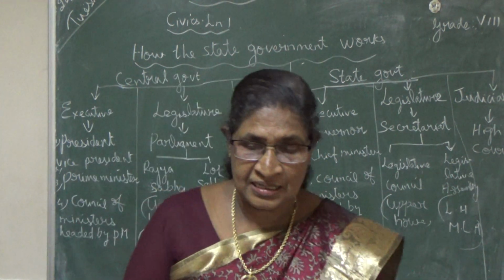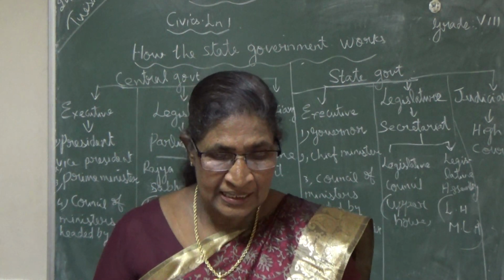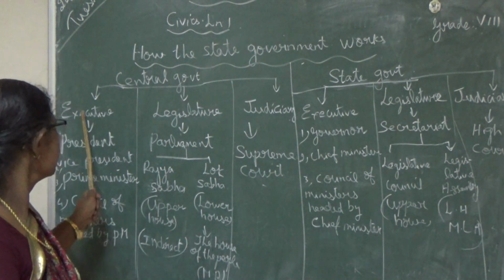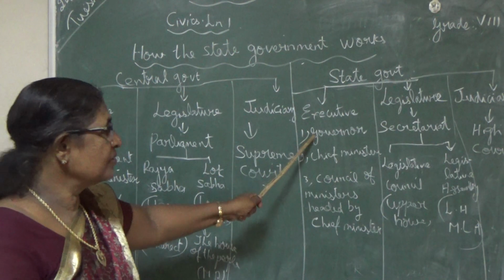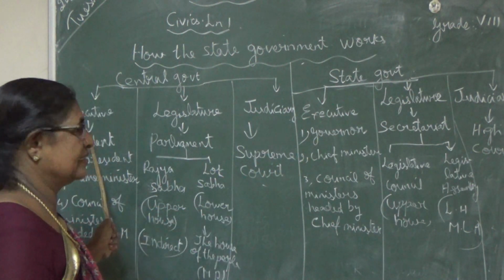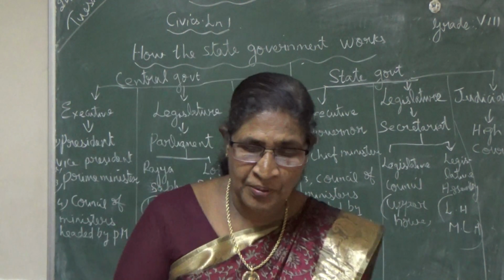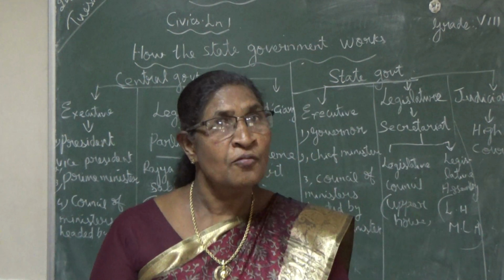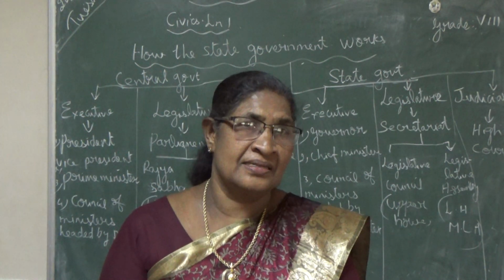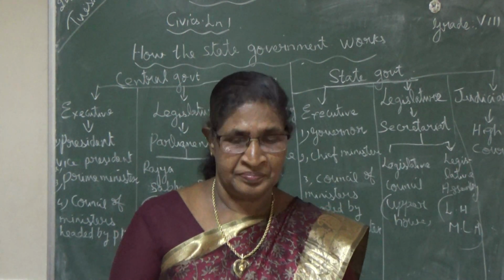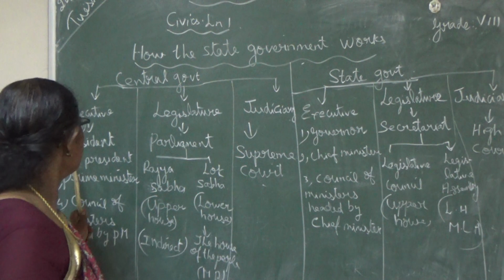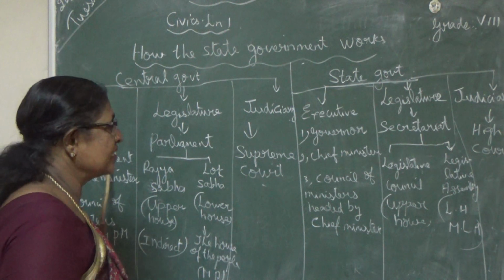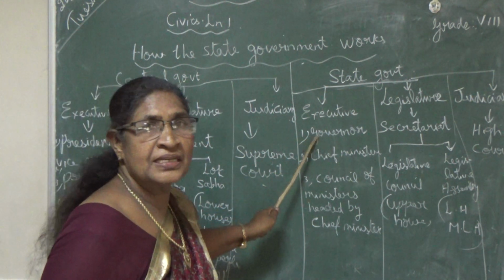Now, the governor is the head of the state. The governor is appointed by the president, who is the executive head. Are you following? The governor is appointed by the president for a term of 5 years. For how many years? 5 years. But the president can dismiss him from his office. Since the president appointed the governor, only the president has the right to dismiss the governor from his office.